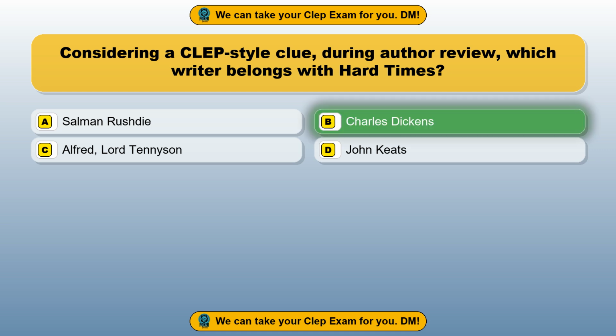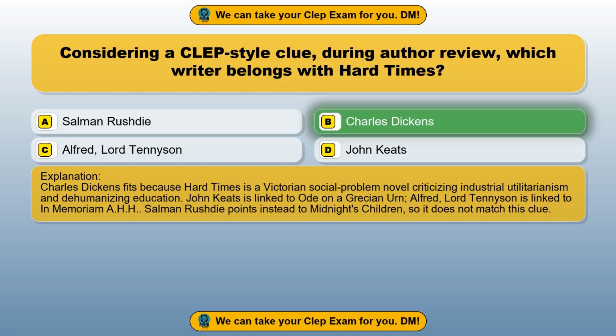Charles Dickens. Charles Dickens fits because Hard Times is a Victorian social problem novel criticizing industrial utilitarianism and dehumanizing education. John Keats is linked to Ode on a Grecian Urn. Alfred, Lord Tennyson is linked to In Memoriam A.H.H. Salman Rushdie points instead to Midnight's Children, so it does not match this clue.